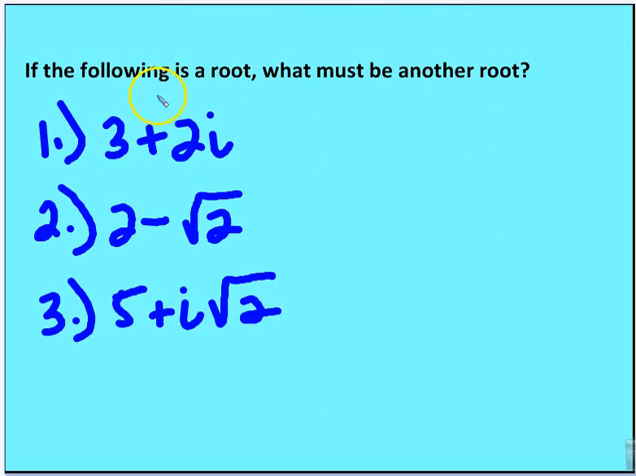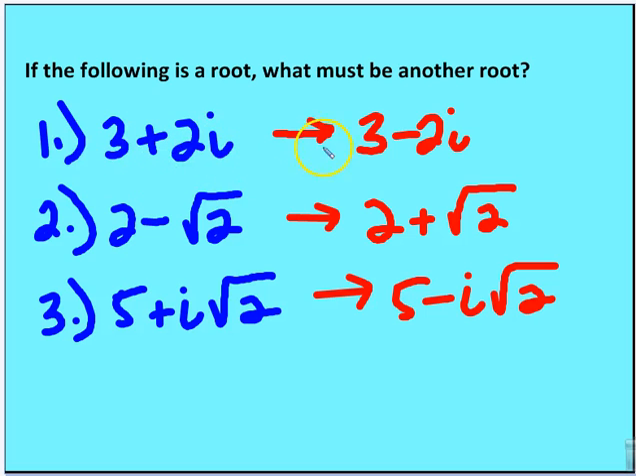All right, so if 3 plus 2i is a root, then what must be the other root? I want you to fill out these values. I'm going to pause here. All right, so if 3 plus 2i is a root, then we know its conjugate 3 minus 2i has to be a root. 2 minus root 2 is a root. 2 plus root 2 is a root. 5 plus i root 2 is a root. 5 minus i root 2 must be a root.